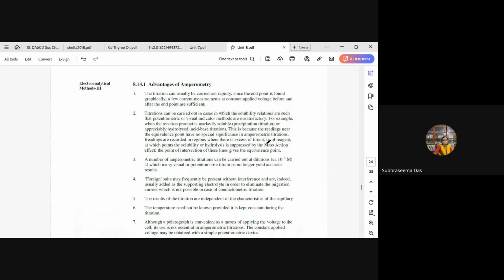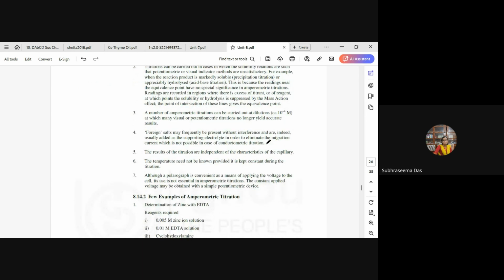Then coming to the advantages of amperometry. The titration can usually be carried out very rapidly since the endpoint is found graphically. Second, titrations can be carried out in cases in which the solubility relations are such that the potentiometric or visual indicator methods are unsatisfactory. A number of amperometric titrations can be carried out at dilutions in the range of 10 to the power minus 4 molar, at which many visual or other titrations are no longer possible.